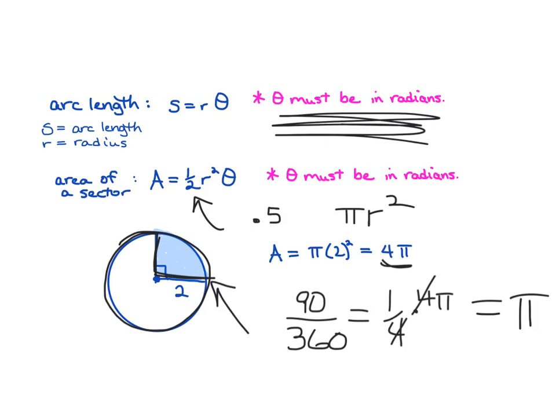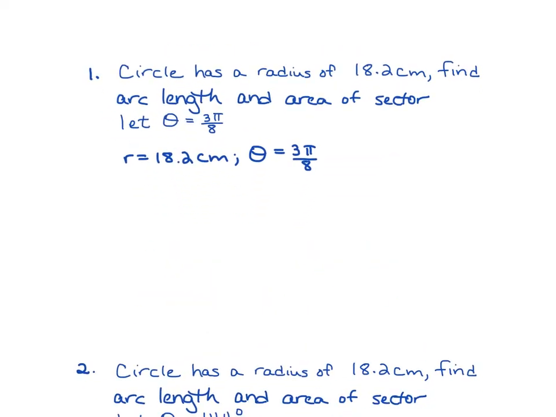Now, for the next two examples, I'm going to give you the radius length and I'm going to give you theta. So let's go ahead and try it. Here, notice it's giving me a circle that has a radius of 18.2 centimeters, and theta is equal to 3 pi over 8. It wants me to do both formulas, the arc length and the area of the sector. Notice my theta is already in radians, so I don't need to do any conversions.